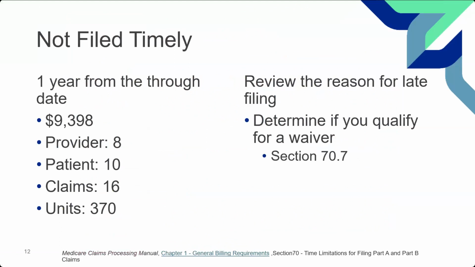The next one is not filed timely. Well, this is when the claim must be filed within 1 year from the date of service for an outpatient service. It's the through date on a UB04 or an 837I. You see, it doesn't happen a lot, but you do have to determine whether or not you meet the filing exceptions, and those are given to you in the Medicare Claims Processing Manual, and that's on the bottom.